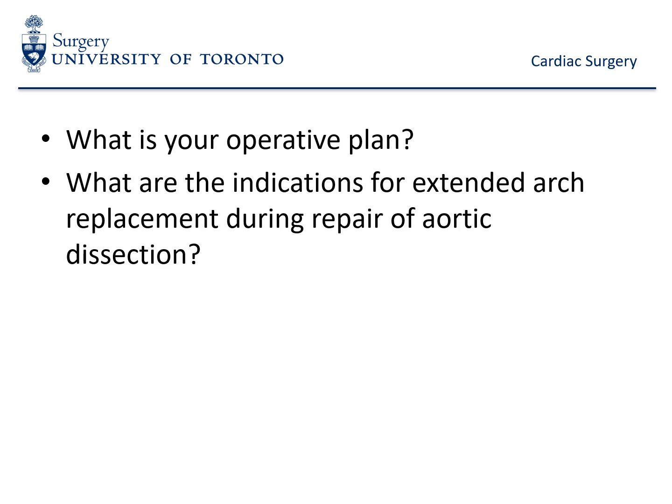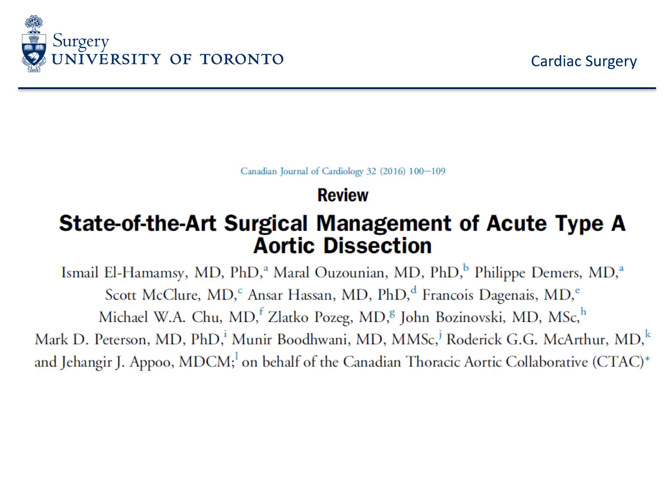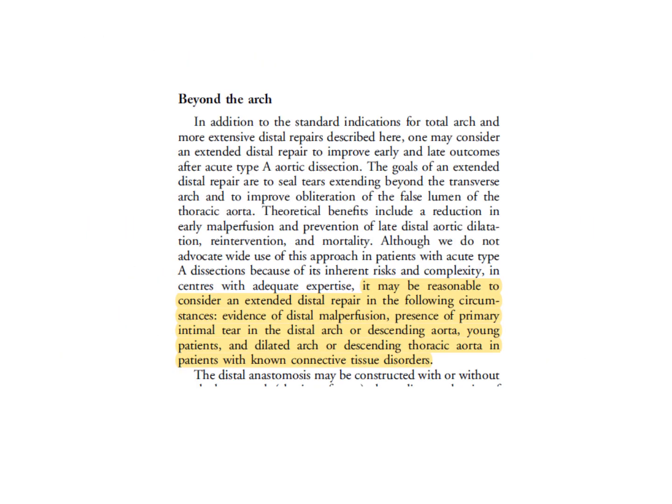A follow-up question to that is, what are the indications for extended arch replacement during repair of an aortic dissection? The Canadian Thoracic Aortic Collaborative addressed this question in this state-of-the-art review in the Canadian Journal of Cardiology in 2016. The review suggests considering an extended distal repair if there's evidence of a distal malperfusion, presence of primary intimal tear in the distal arch or descending thoracic aorta, young patients, and patients with dilated arches and descending thoracic aortas.